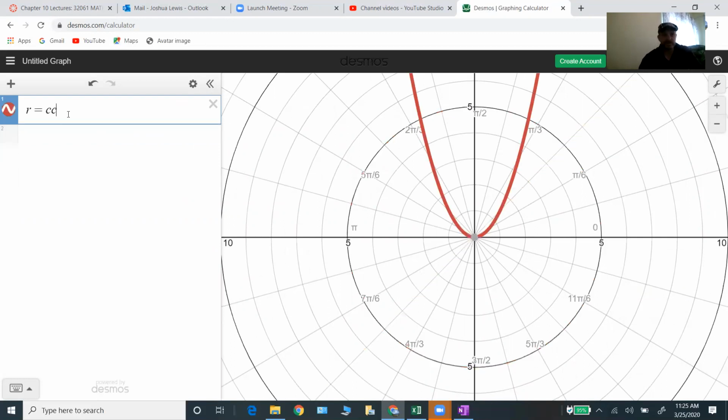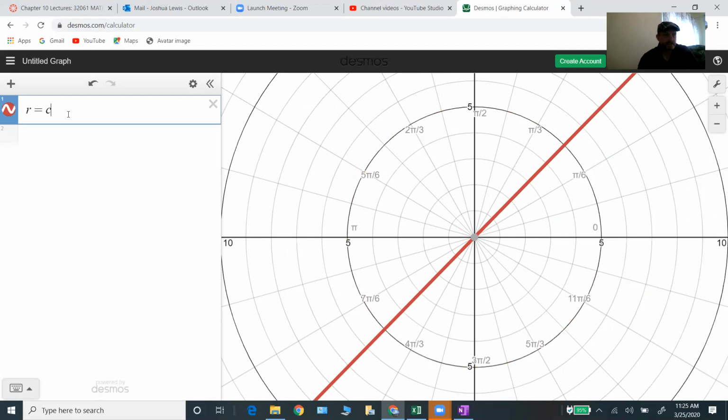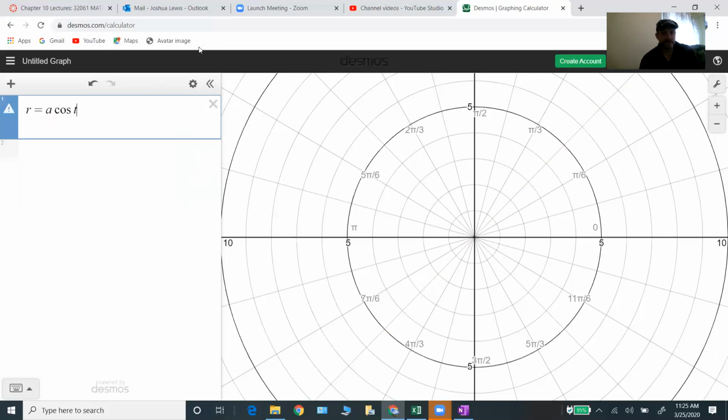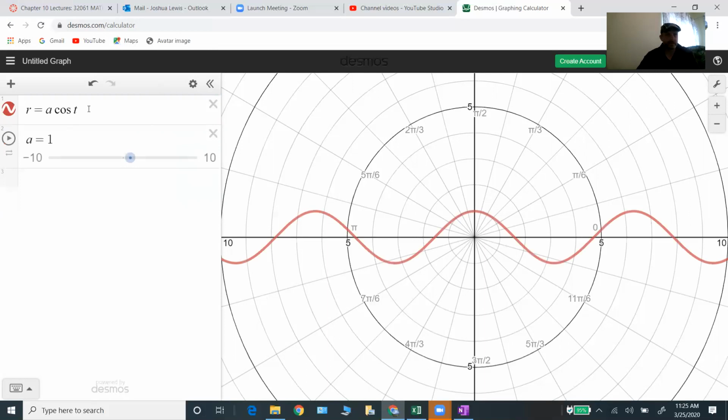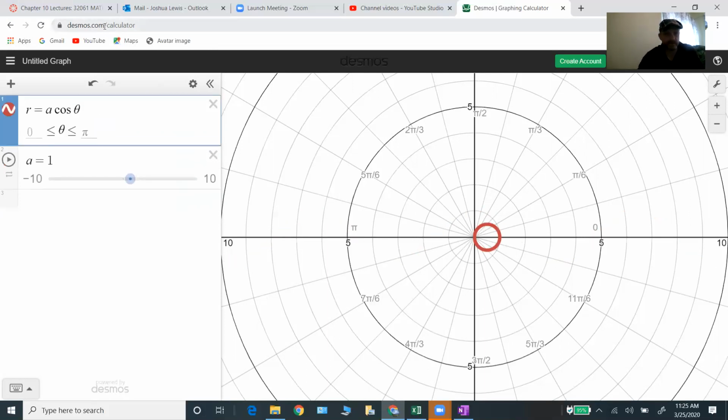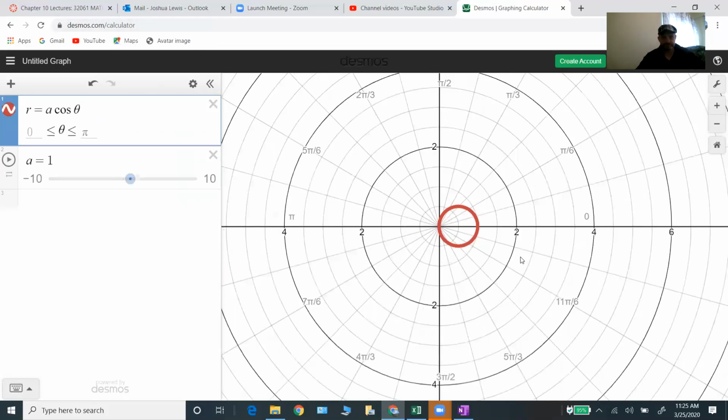If I wrote r equals c, that's a bummer. I want it to give me a slider. Oh well. So r equals a constant. We know that that's a circle. What about r equals a cosine t? Let's call it t. Well, I'm going to add a slider here. And, whoops, sorry, not t. We want to call it theta. Then it knows what we're doing.